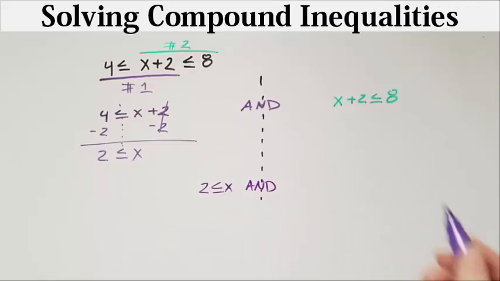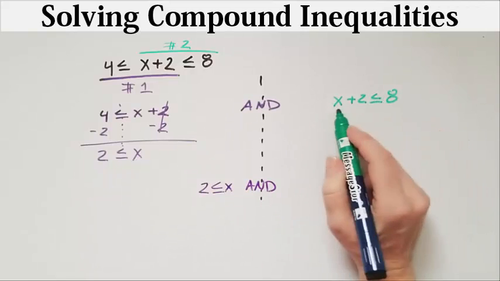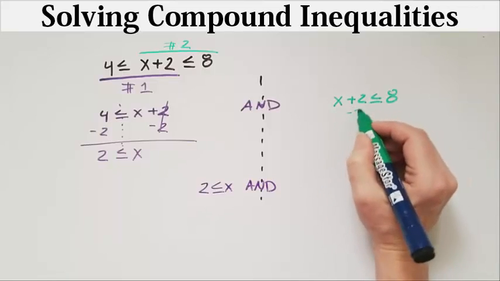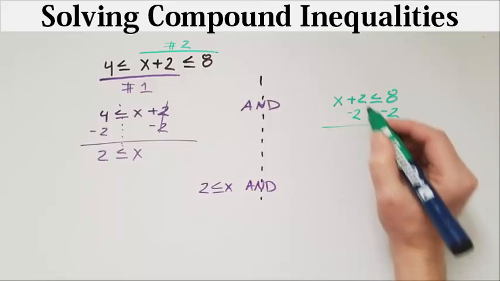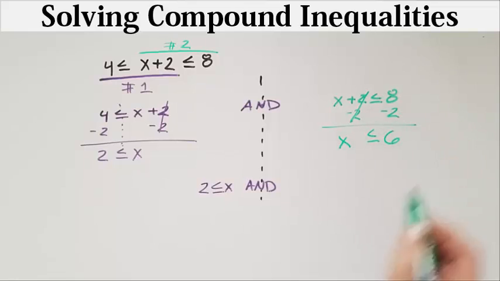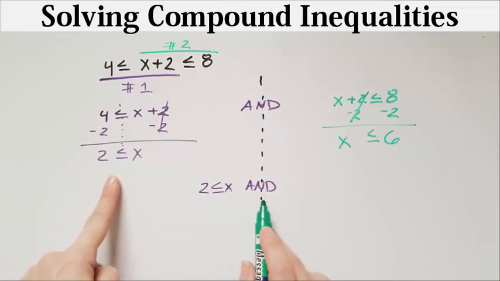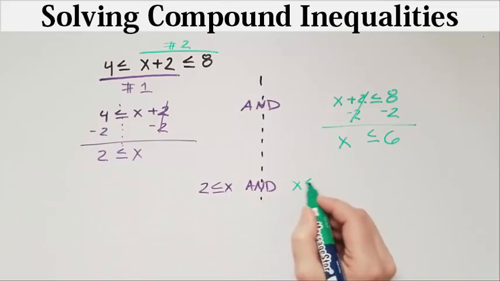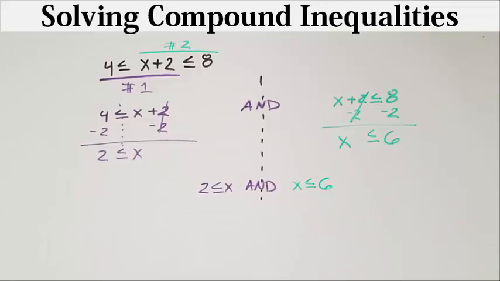And now I got to come over here and figure out what else I am trying to graph. So on this problem, I need the x by itself. The added 2 needs to go away. So I have x is less than or equal to 8 minus 2, which is 6. So 2 is less than or equal to x from problem 1, and x is less than or equal to 6 from problem number 2.